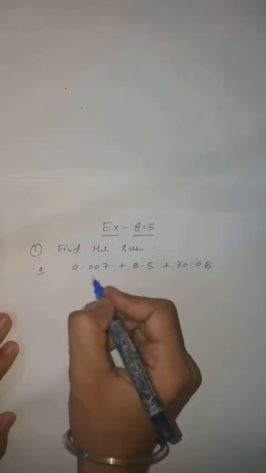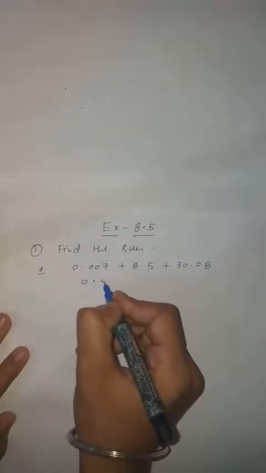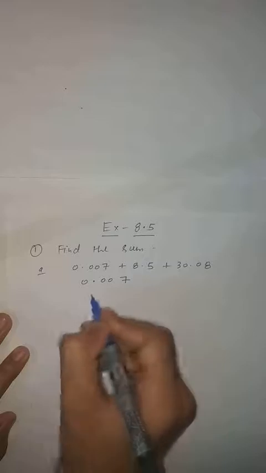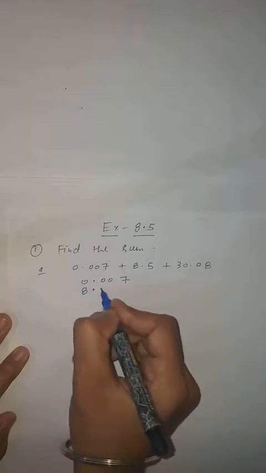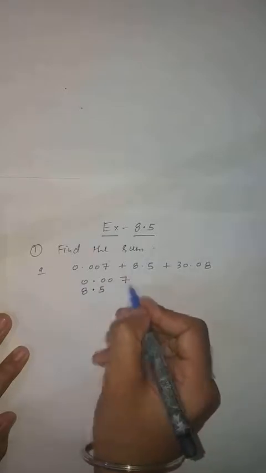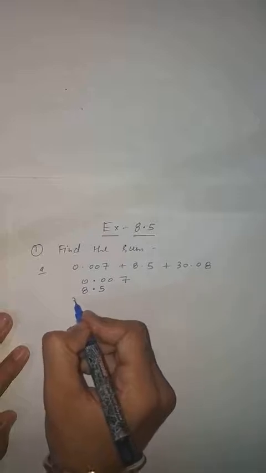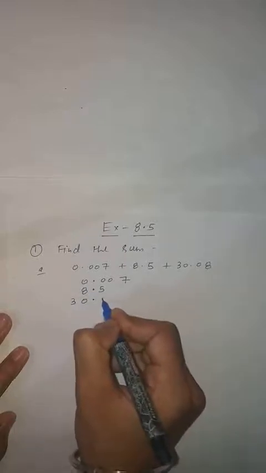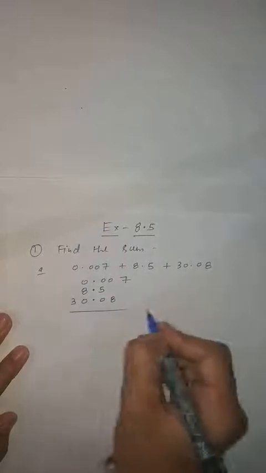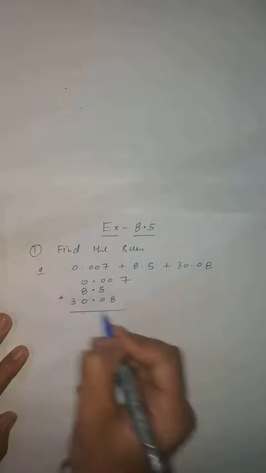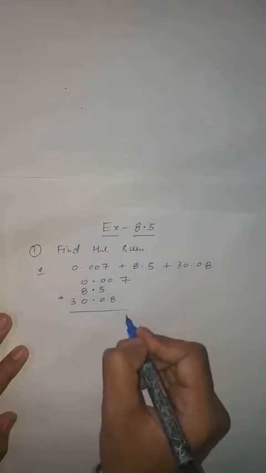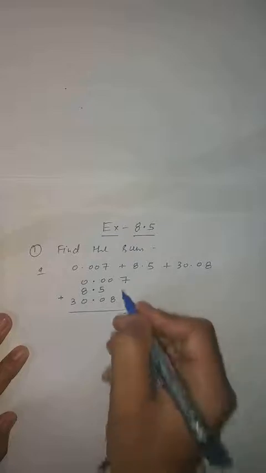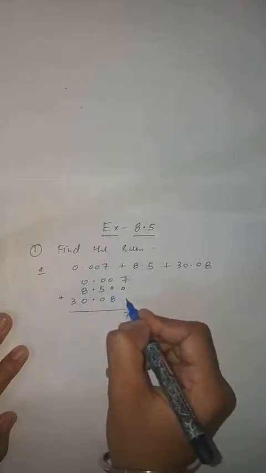Only simply you have to write down like 0.007. Clear? 8.5, also you can increase 0. Then 30.08. Only you have to add, student. So plus sign here, 7 becomes 7. Achha, if you want then you can increase 0. If you want then you can increase 0.